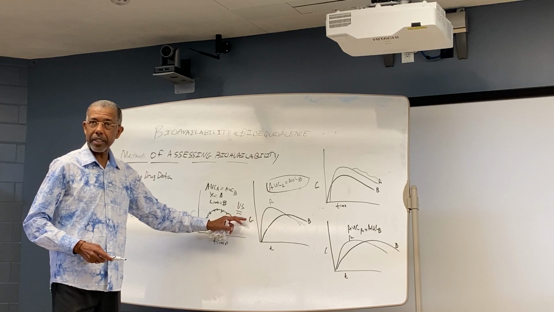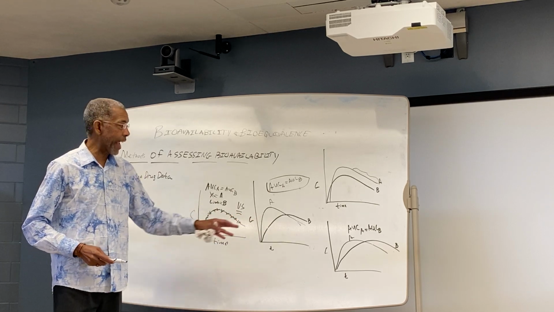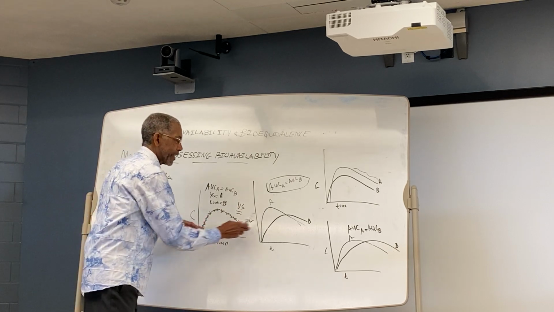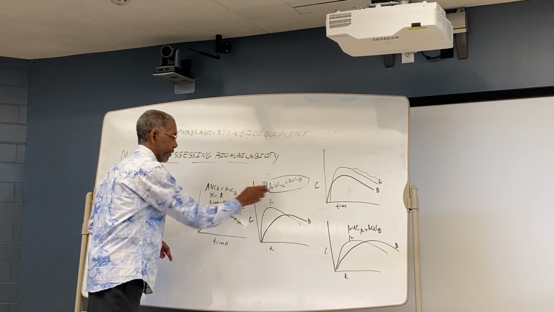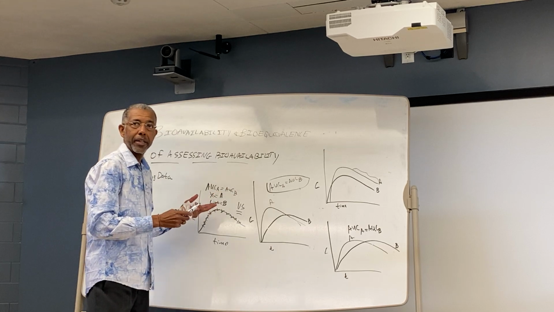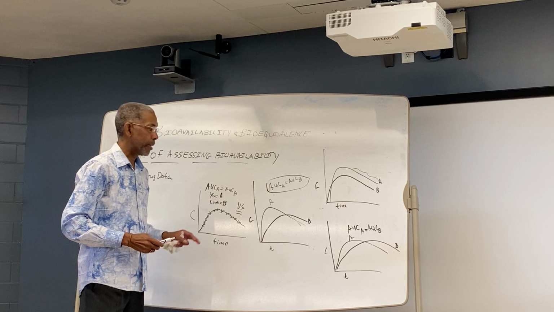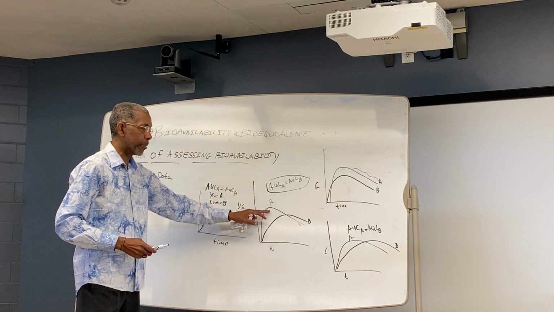I've already told you that the areas under the curve reflect the extent of absorption, and both of these have the same areas under the curve. I've specified that. So both of these situations have the same extent of absorption, but the rates are different. This is being absorbed faster.